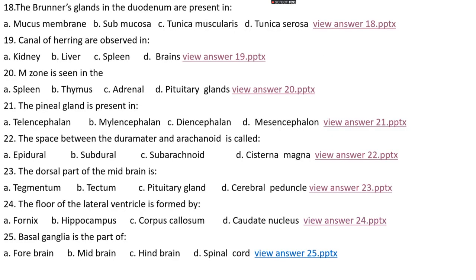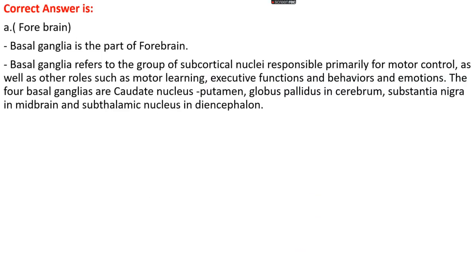Question number 25. Basal ganglia is the part of: option A, forebrain; option B, midbrain; option C, hindbrain; option D, spinal cord. The right answer is option A, that's the forebrain. Okay. Basal ganglia is actually the part of the forebrain.